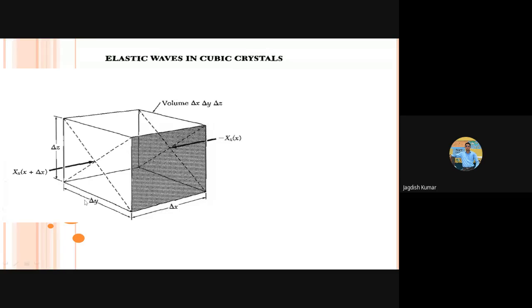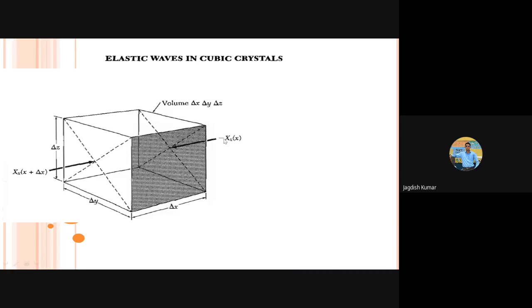I hope it is clear to you. Now this is the stress acting on this face. Similarly, there is the stress acting on the opposite face, parallel to this face, and this is acting along the x direction on a face perpendicular to the x direction. The position there is x plus delta x. So if the stress at x was sigma xx of x, then the stress here will be sigma xx at x plus delta x. This stress is a function of small x.